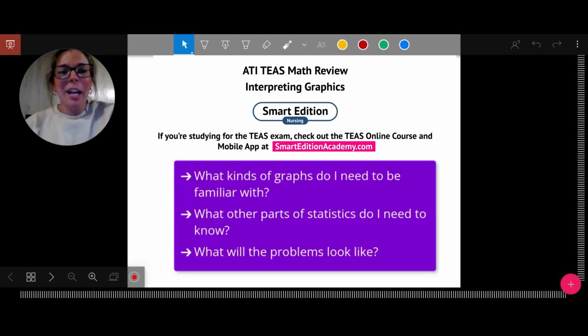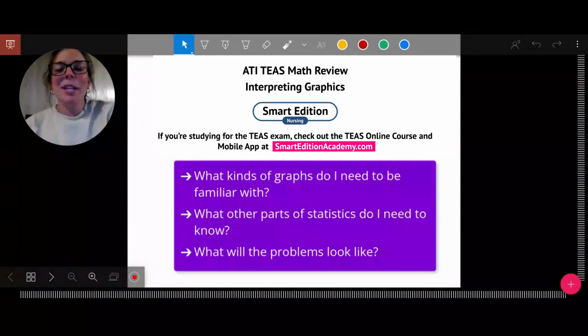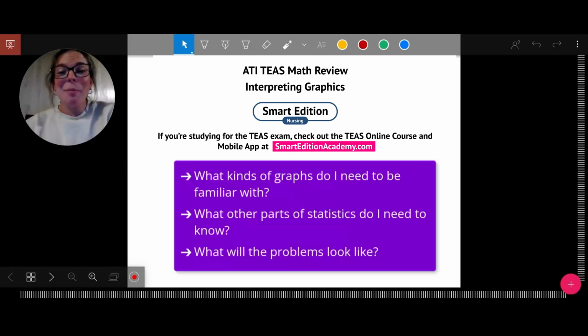So the questions we're going to answer together: what kind of graphs do I need to be familiar with? We'll talk about the three main types of graphs that you want to be familiar with in order to be successful on your exam. What other parts of statistics do I need to know? We'll talk about some of those. And then, of course, what will the problems look like? We'll do a bunch of examples together today.